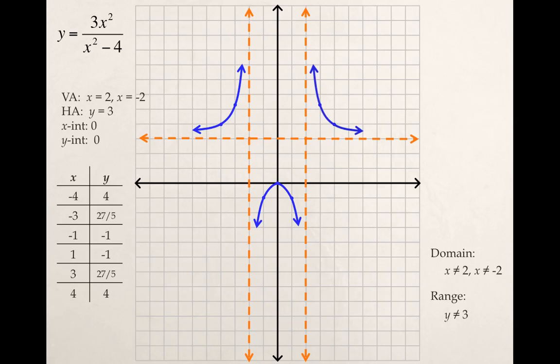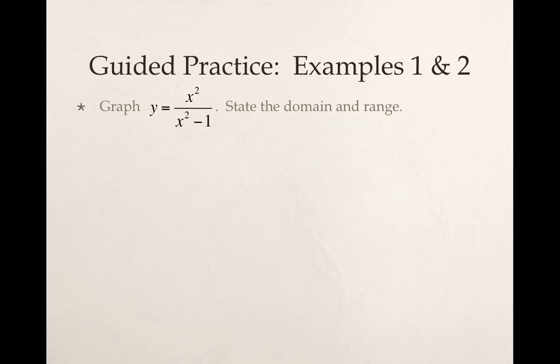I know that's a lot of steps, but hopefully as you practice and go through these steps over and over again, you'll get a little more comfortable with knowing how to proceed with these kinds of problems. And let's start that practice right now. Go ahead and take a minute to pause the video and work through this problem to see if you can graph y equals x squared over x squared minus 1. Don't forget to state the domain and range. When you think you have an answer, come back and restart the video to check your work.